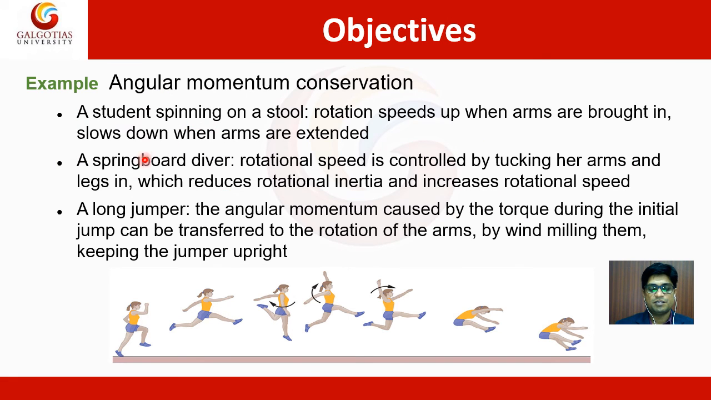We can give more examples of angular momentum conservation: a student spinning on a stool, how he can slow down and speed up the rotation. The springboard diver, how he speeds up and reduces the rotation. A long jumper, how he can go a long distance if he uses the basic physics concept of conservation of angular momentum. Then he tries to shrink his size, and he will go the maximum distance because he can rotate more.